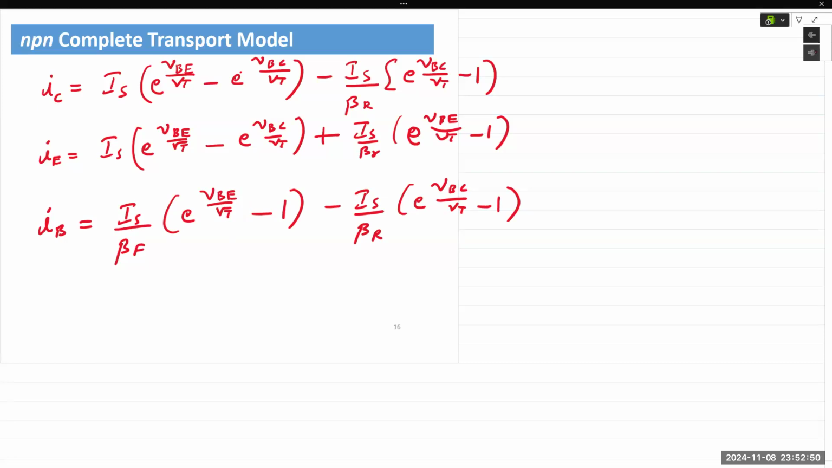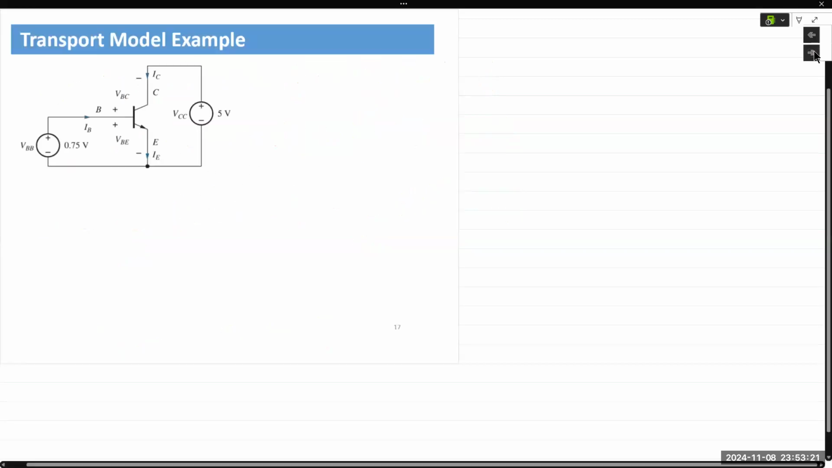At this point, I would definitely assign a reading from the textbook. There is a lot more explanation available in the book than can be covered in a small lecture. Okay, so now that we have a transport model, let's look at an example.